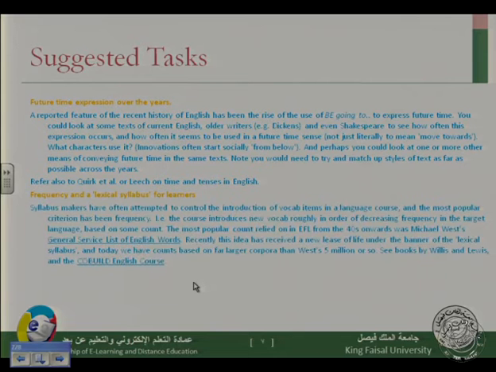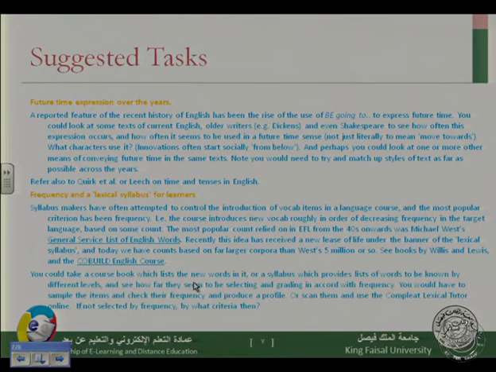Syllabus makers have often attempted to control the introduction of vocabulary items in a language course, and the most popular criterion is frequency. So the criterion for selecting words to be included for teaching, or in a textbook, is frequency, and the best way to check frequency is a corpus. This is the most professional way to do it.